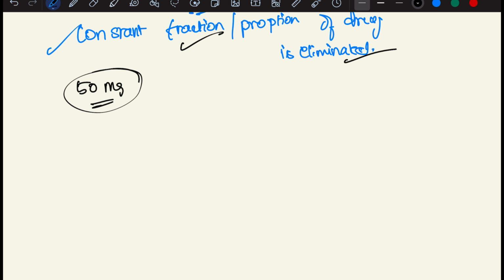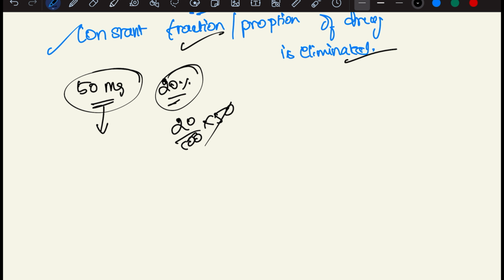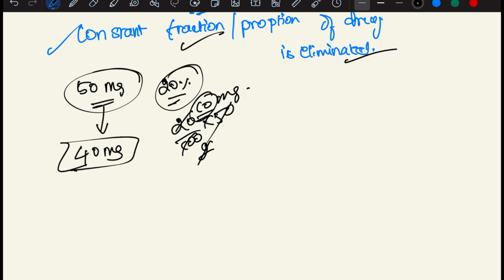Now, let us keep only 20% of the 50 milligram eliminated per hour. What is 20% of 50? 20 by 100 into 50, that is 10. Only 10 milligram is eliminated. Now the drug's plasma concentration decreases, right? 10 is eliminated. Initially there was 50 milligrams. After the elimination, after 1 hour, the plasma concentration becomes 40.